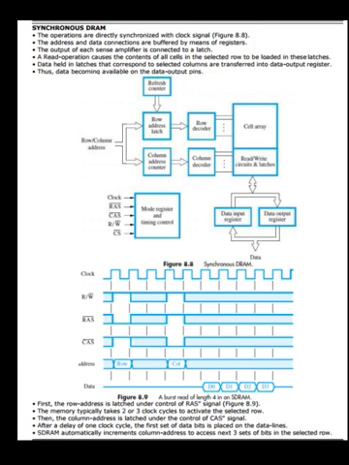First, the row address is latched under the control of the RAS signal. See the figure 8.9. The memory typically takes 2 or 3 clock cycles to activate the selected row. Then the column address is latched under the control of the CAS signal. After a delay of 1 clock cycle, the first set of the data bits is placed on the data lines. SDRAM automatically increments the column address to access the next 3 sets of bits in the selected row.